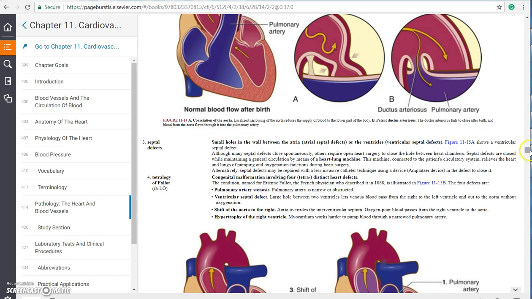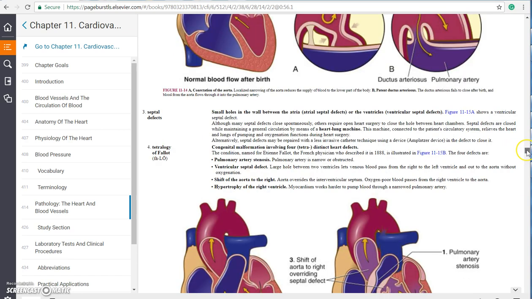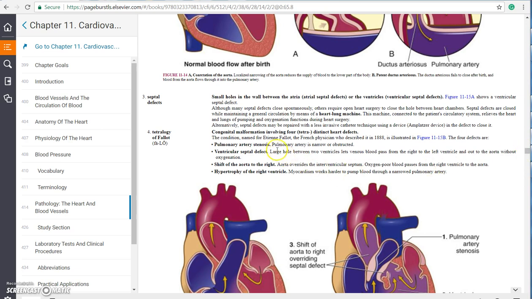Here's an example of tetralogy of Fallot, as I was referring to a moment ago. This is a congenital malformation of the heart involving four different heart defects.